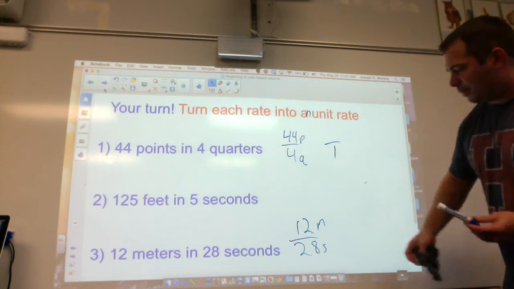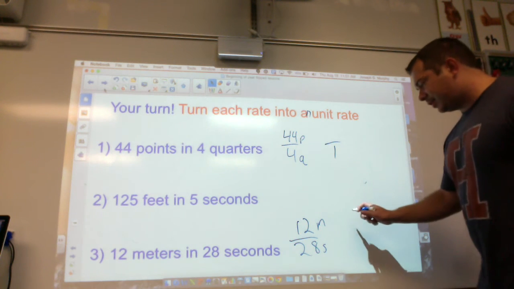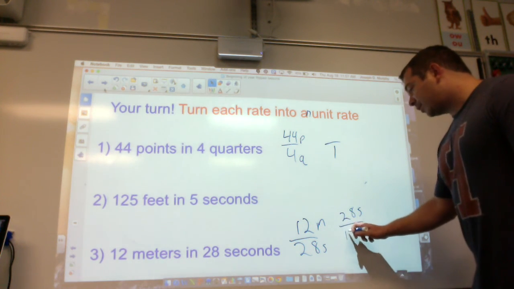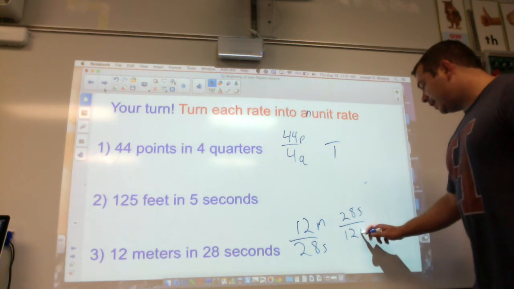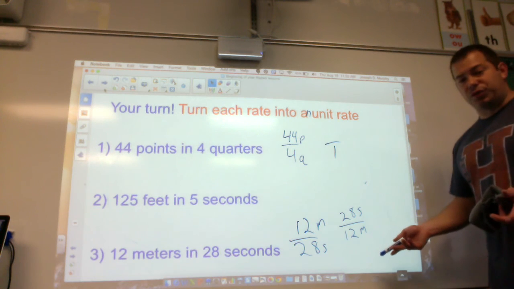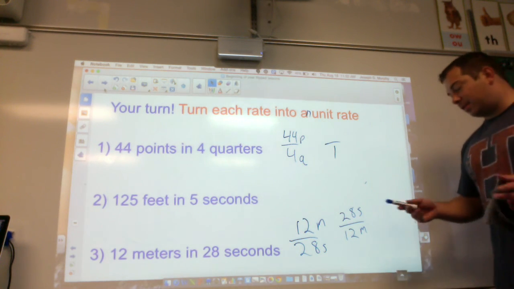Now some people might want to just say, oh, if I have to turn it into a unit rate, let's just switch this to 28 seconds over 12 meters. I guess that's going to be the same thing. It's going to be true. So that would work as well.